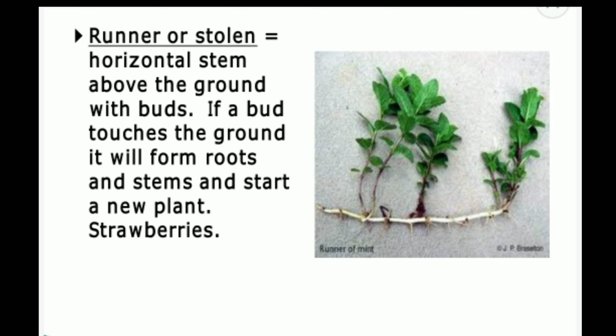So next one is runner or stolon. It is basically a horizontal stem above the ground with buds. If a bud touches the ground, it will form roots and stem and start a new plant. The best example is strawberry.